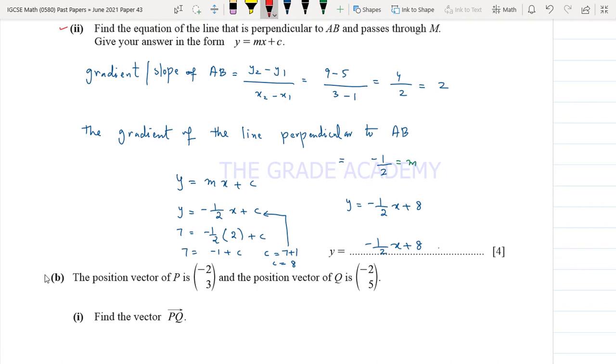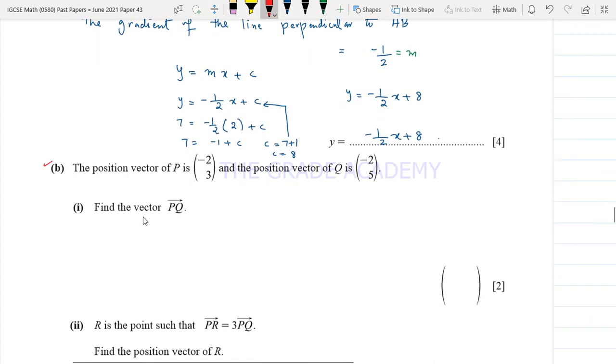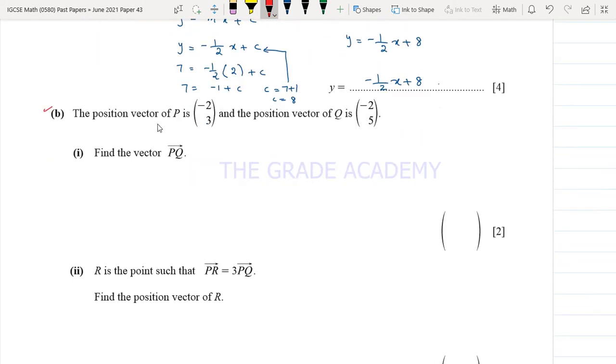Now, let us do part B of this question. The position vector of P is (-2, 3), and the position vector of Q is (-2, 5). Find the vector PQ. So here we have been given the position vectors of two points P and Q, and we have to write the vector PQ.